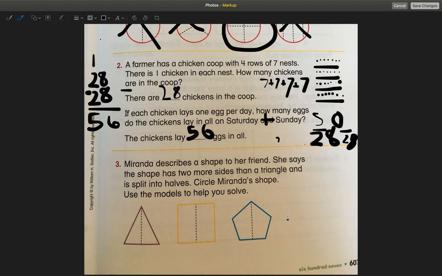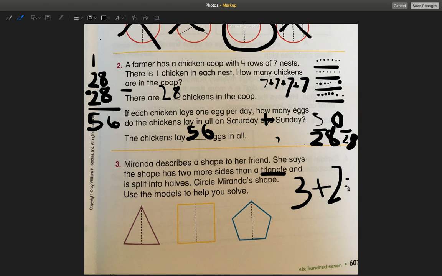Now, Miranda describes a shape to her friend. She says the shape has 2 more sides than a triangle and is split into halves. Circle Miranda's shape. Use the models to help you solve. So she says a shape has 2 more sides than a triangle. So here's a triangle. It has how many sides? Well, 1, 2, 3 plus 2 more.